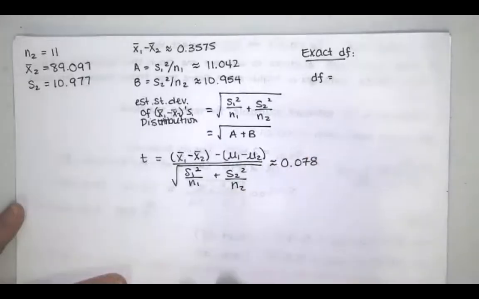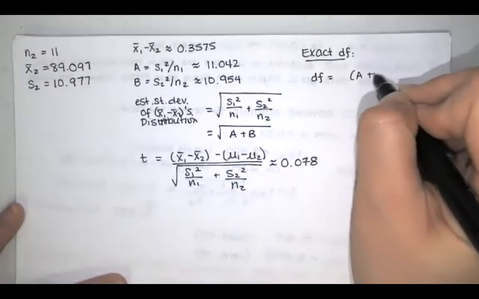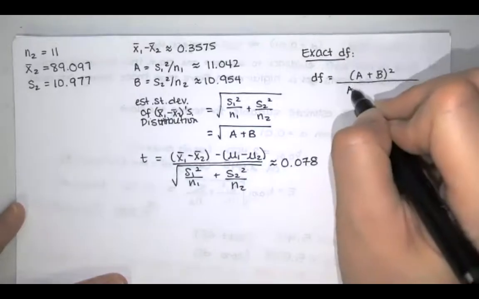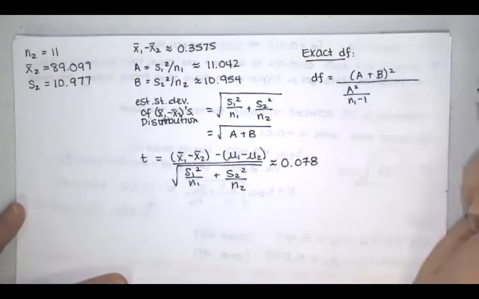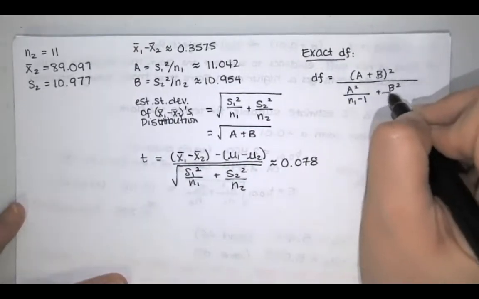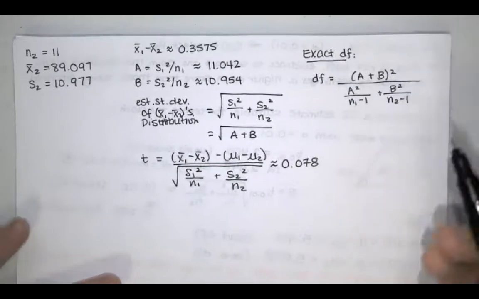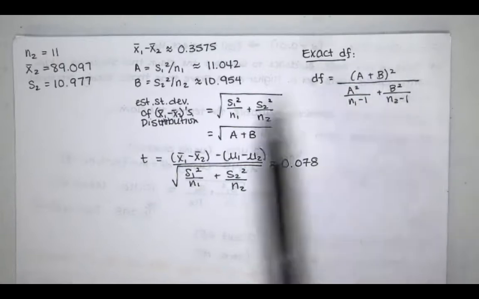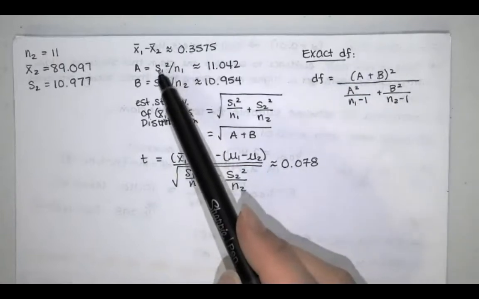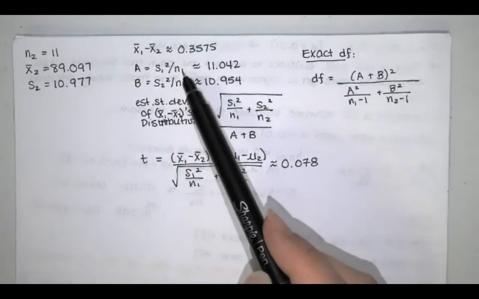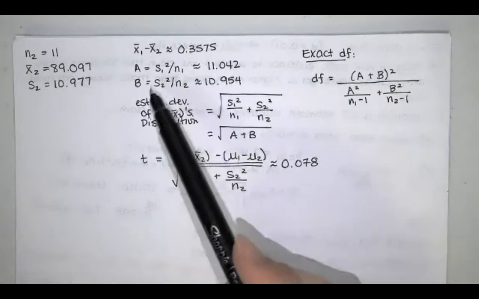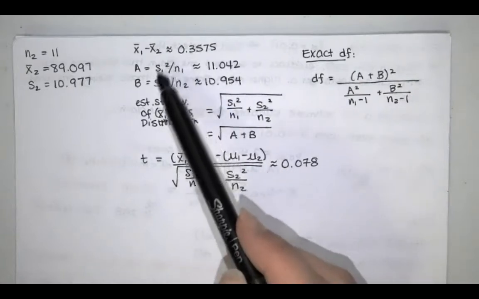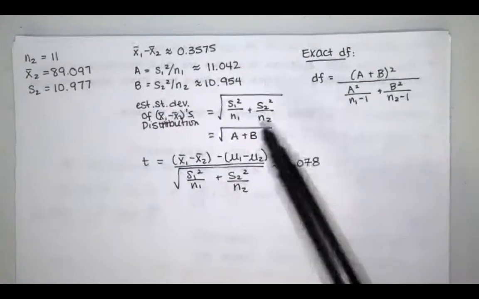Now, if I want the exact number of degrees of freedom, I can use this formula. Got a plus b, and I'm squaring that. And then I'm dividing by a squared over the first sample size minus 1 plus b squared over the second sample size minus 1. That's going to give me the exact degrees of freedom. And this is featuring the numbers a and b, where a is that first sample standard deviation squared over n1, the sample size, and b is that second sample standard deviation squared over n2. Or you could just call those sample variances if you want.